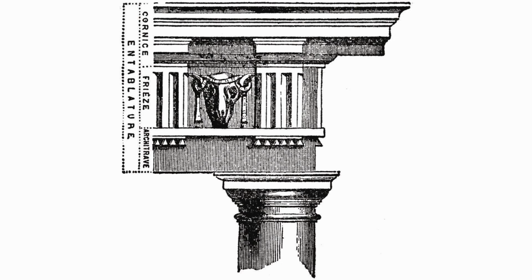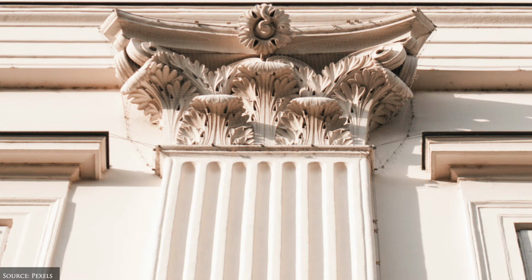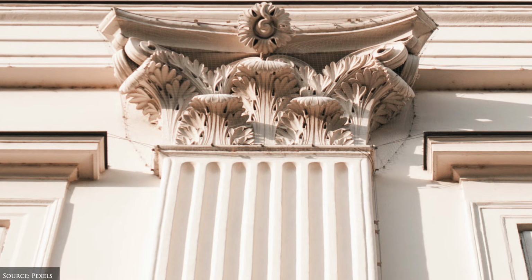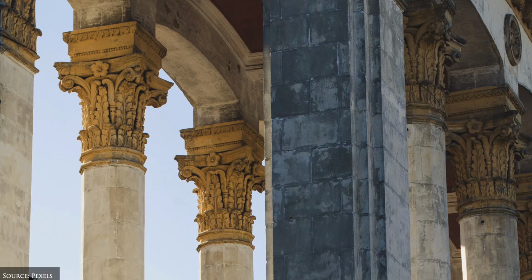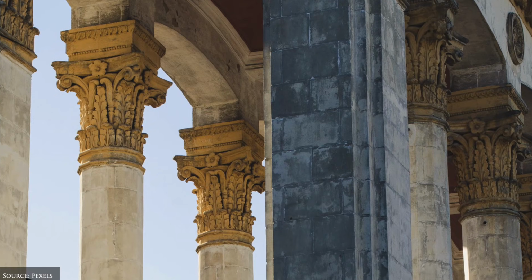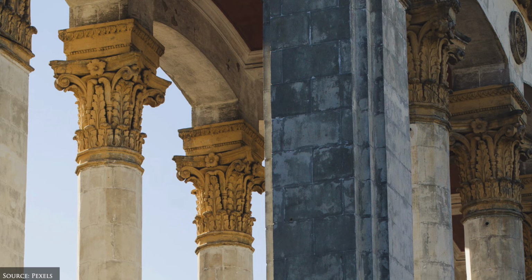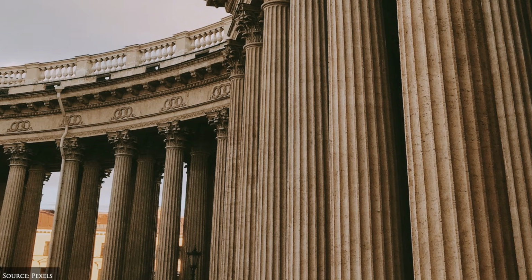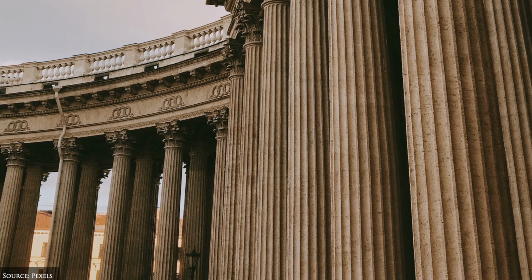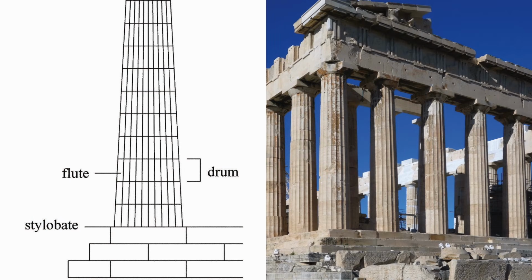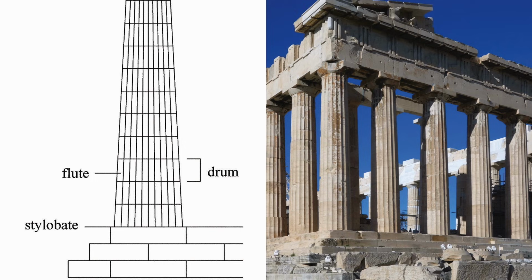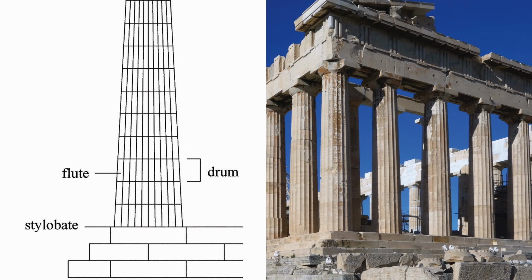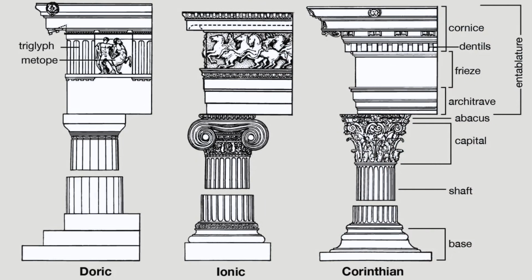A few of the shared features include the entablature, which includes the architrave, frieze and cornice, the capital, which is the most distinctive feature, the shaft or column, the stylobate, on which a row of columns is supported, the column base and plinth, and a pediment which may or may not be included.